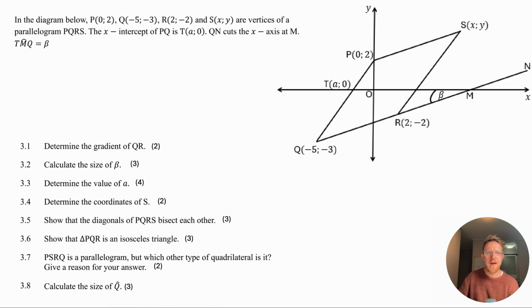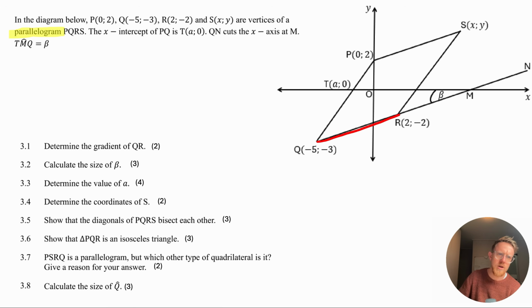In the diagram, P, Q, R, and S are vertices of a parallelogram. So let's just remind ourselves that it's a parallelogram. And the x-intercept is N, okay, that's all fine, and then they give us that angle. The first question is: determine the gradient of QR.